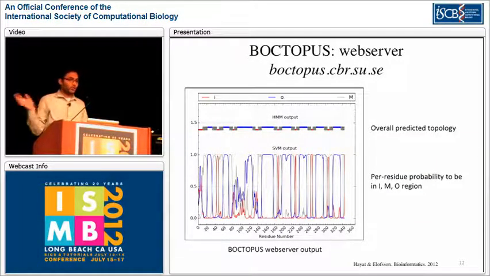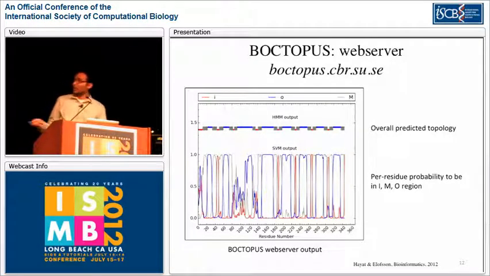All right, but that's not really the aim of the talk. So we have published it, and the web server is online. It usually works fine, and what you get as an output is the support vector machine's probabilities. Blue is out loop, I is in loop, M is the membrane region in gray, I guess. And then you also get this topology. You also get the text output, but it's good to visualize things.